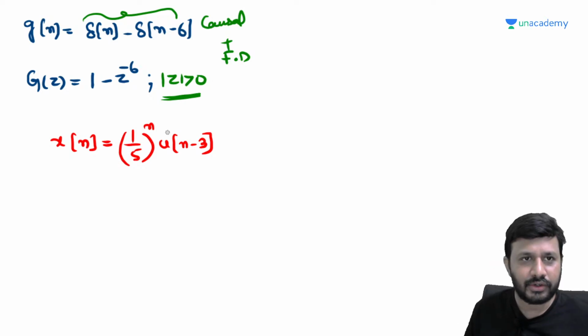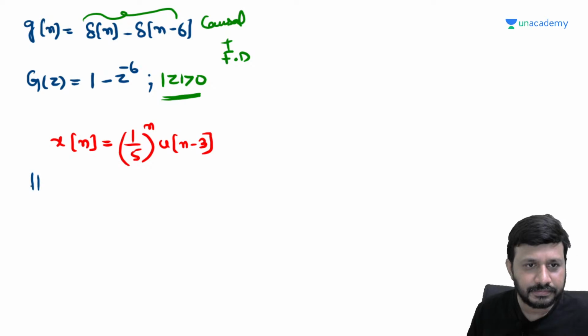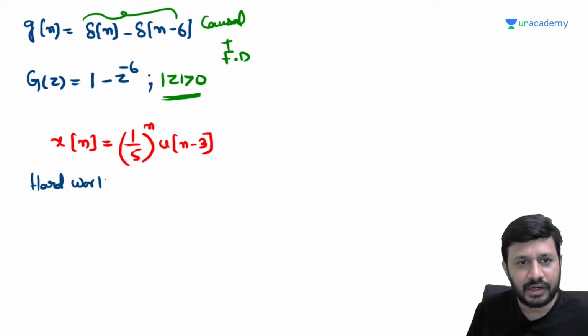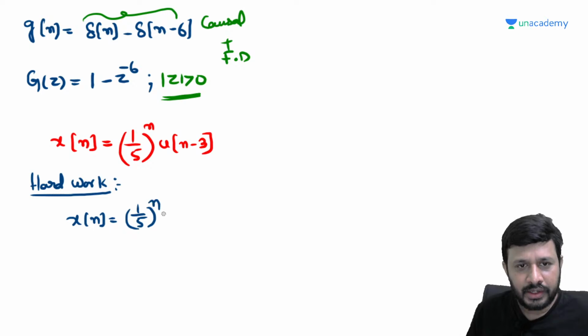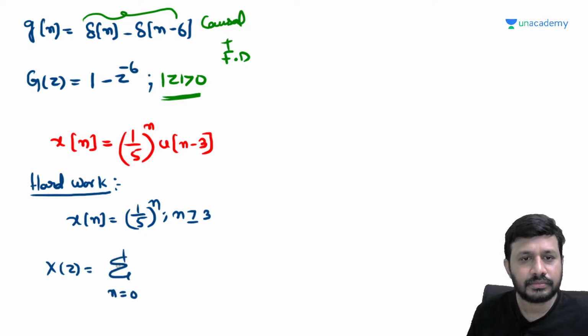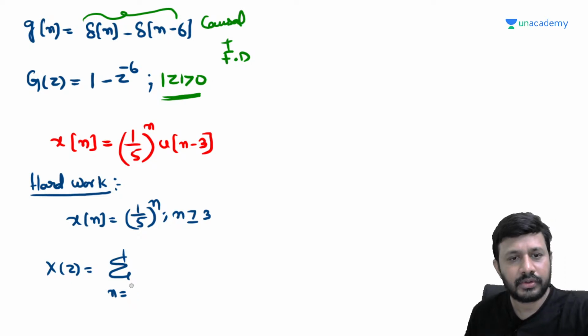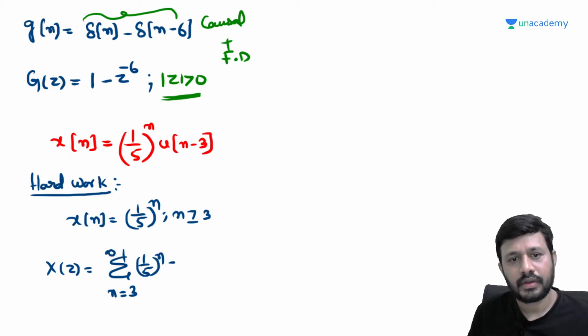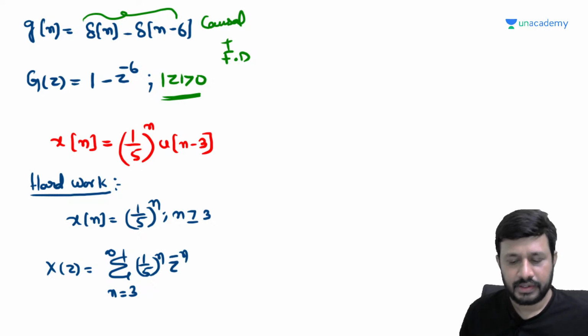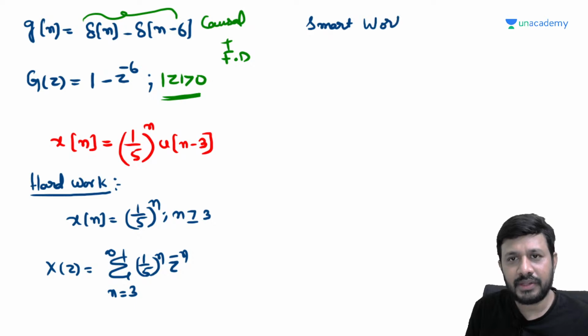See, using two ways you can find out the Z transform. First way is hard work. Hard work means using the analysis equation. First of all, define this signal. This is 1 by 5 whole power n, u of n minus 3 means it exists from 3 to infinity. So the Z transform is the sum from 3 to infinity of x of n into z power minus n. In this way, if we approach, you will get the answer, but it takes some steps. This is hard work. The second method is smart work. Smart work means using properties.